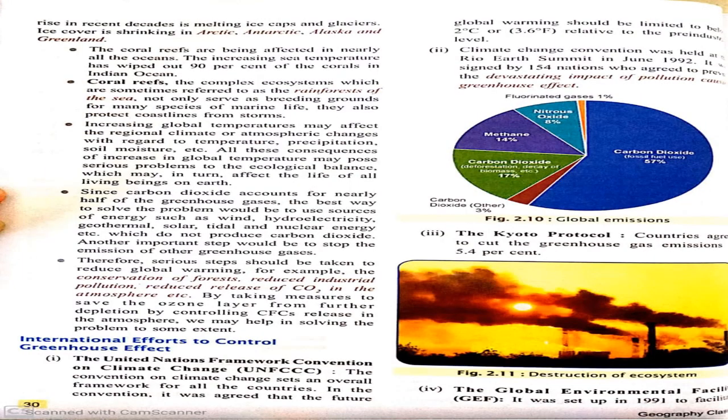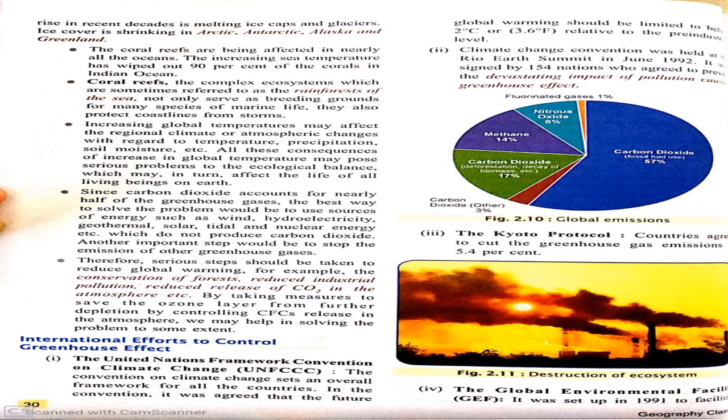Now the next topic is international efforts to control the greenhouse effect. What are the international efforts worldwide? What are some of the efforts being made to control this greenhouse effect? If you see the United Nations Framework Convention on Climate Change, abbreviated UNFCCC, the Convention on Climate Change sets an overall framework for all the countries.